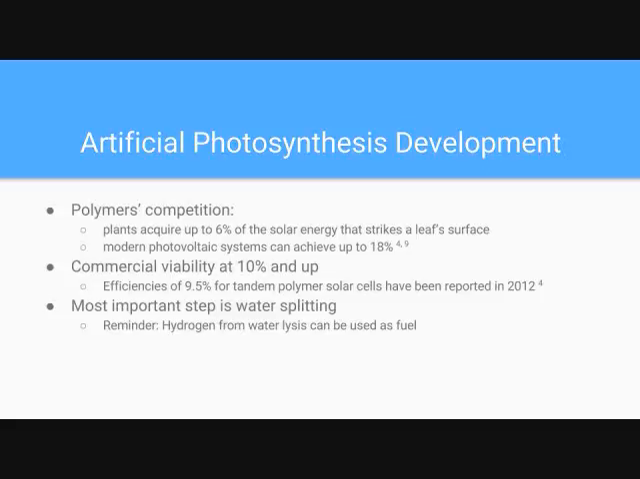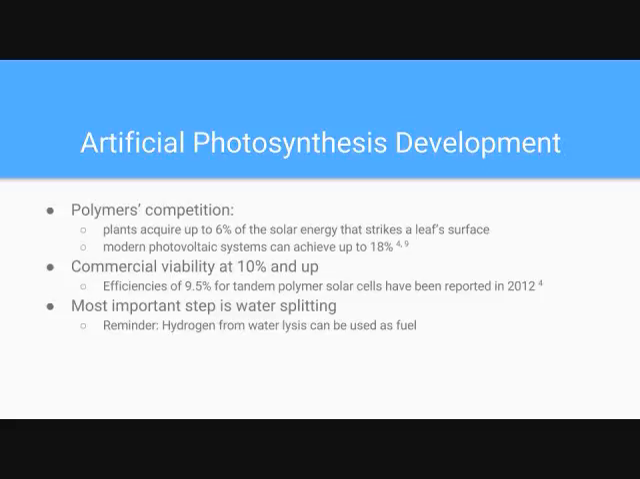Plants are able to capture 6% of the solar energy that hits their leaves. And that is pretty much the basis we're going to use to compare our own human designs as to how efficient they are.